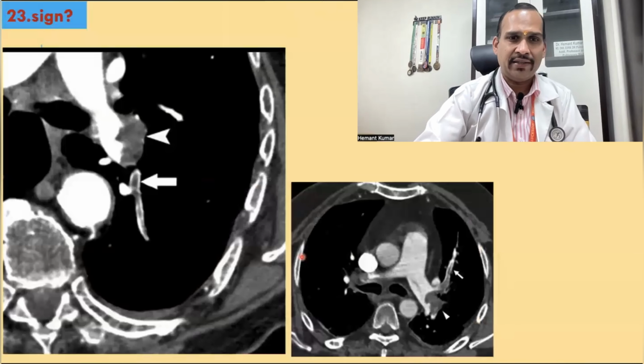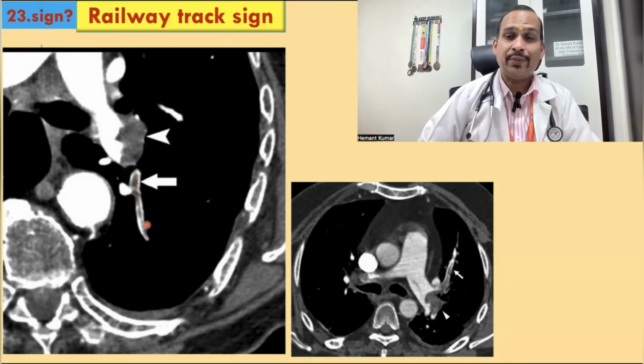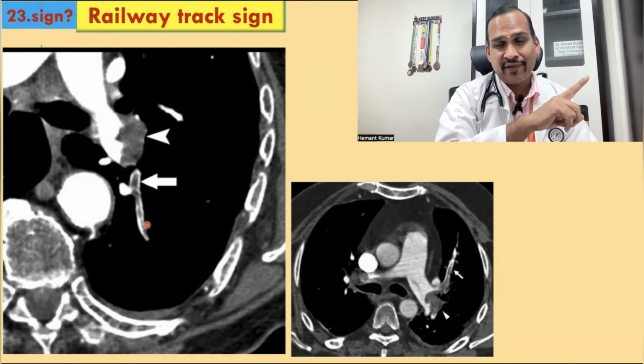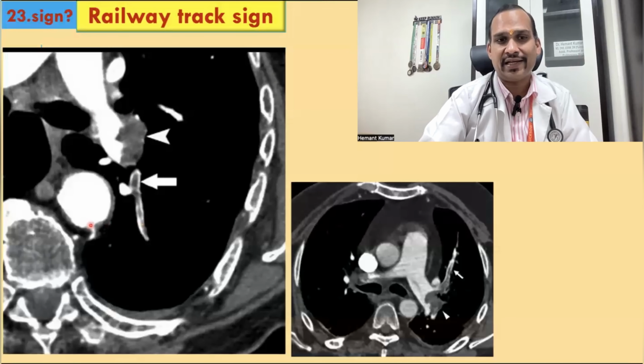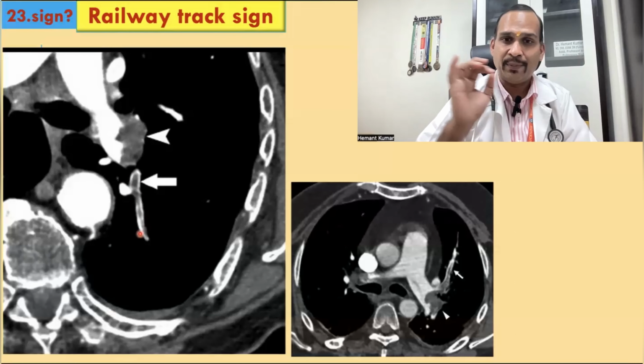Now, what is this sign? Again, this is the pulmonary artery and this is the obstruction, and you can see this sign. This is called railway track sign. Don't confuse it with tram track sign. Tram track sign is seen in bronchiectasis. This is railway track sign, seen in pulmonary embolism.